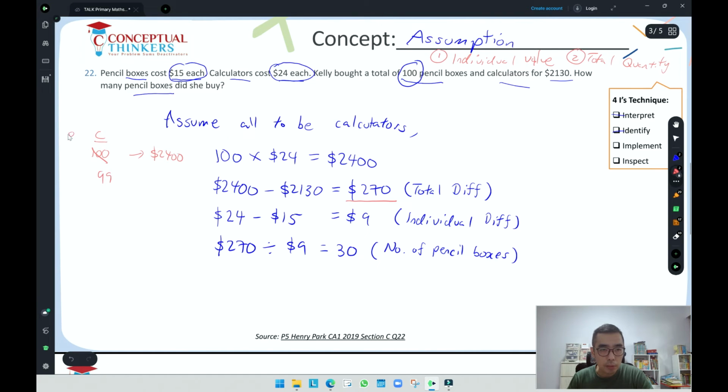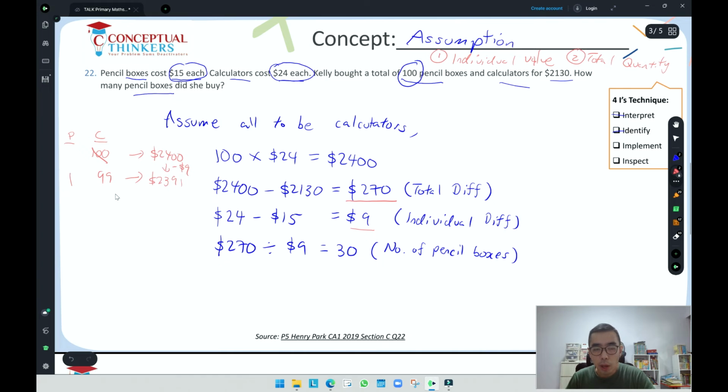Then for my pencil boxes, I will increase it by 1, because the total number must be 100, right? So we have to keep maintaining 100. So what will happen is, this will actually reduce. We have to reduce it by $9. This is by calculating our individual difference. So we do an exchange. If I take out one calculator, I put in one pencil box, then I will reduce the total amount by $9.